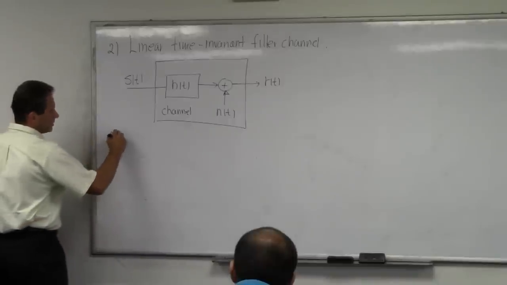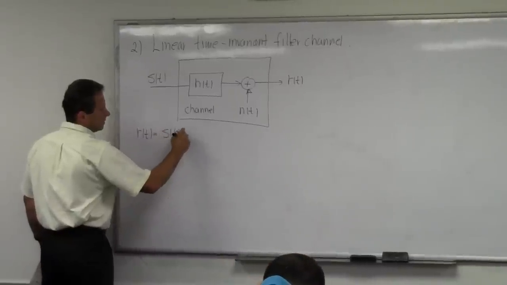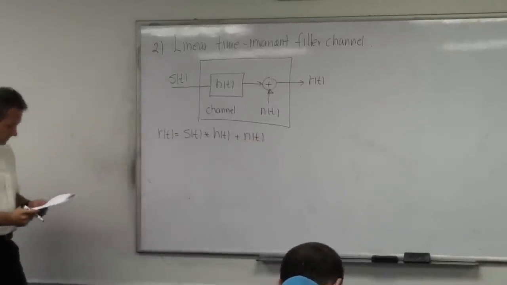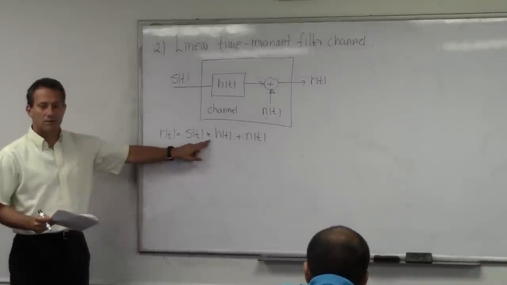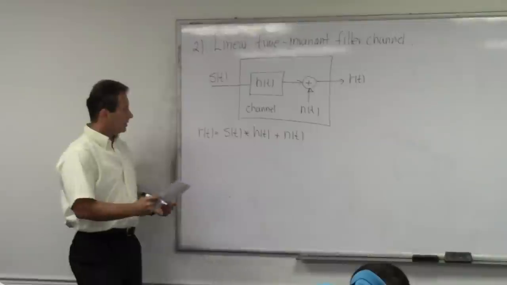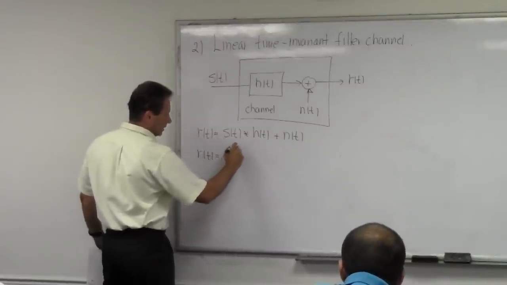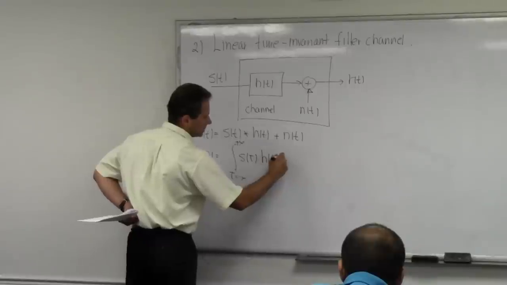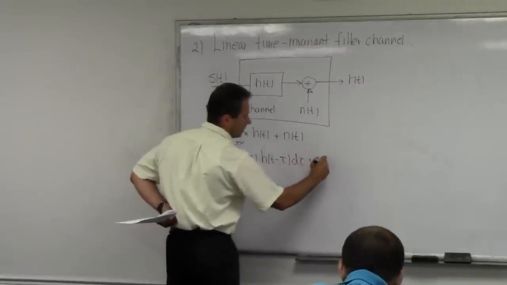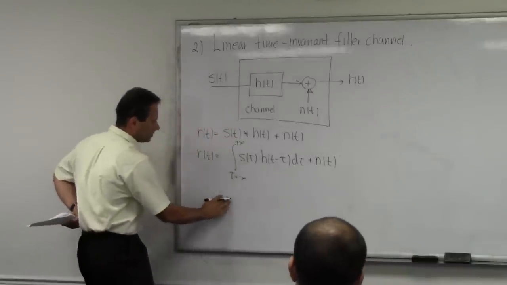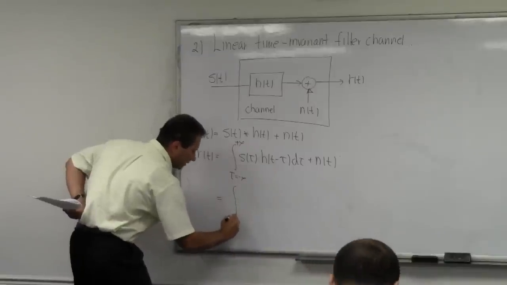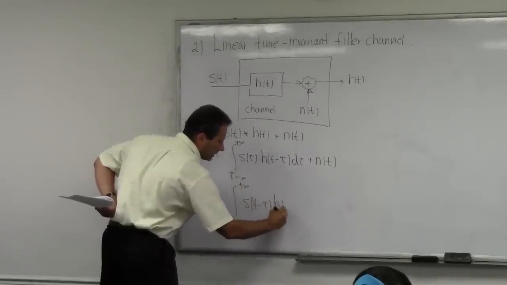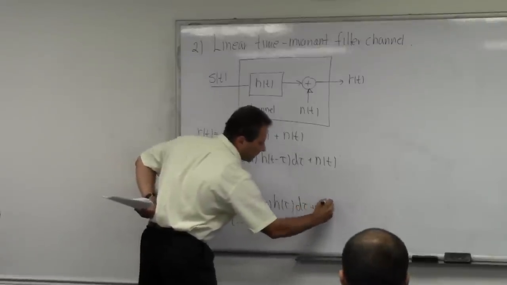In this case, the output signal r(t) is s(t) convolved with h(t) plus n(t). Okay? Now, in this expression, this star, as you probably know, indicates the convolution operator. In its expanded form, r(t) can be written as the integral, as tau goes from minus infinity to plus infinity, of s(tau) h(t minus tau) d tau, plus n(t). Or, by one of the theorems, these two are interchangeable, so I can have the integral from minus infinity to plus infinity of s(t minus tau) h(tau) d tau, plus n(t). Okay?